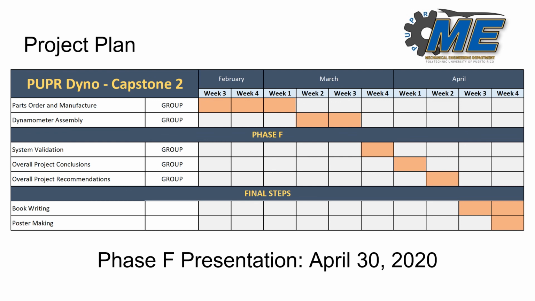For the project plan, we have the last 2 weeks of February and the first week of March for the parts ordering and manufacturing process. The second and third week of March, we will be doing the dynamometer assembly. And the last week of March, we will be completing the system validation. For the month of April, we'll be completing the overall project conclusions, the overall project recommendations, the book writing, and the poster making. These will be the final steps for completing our Phase F presentations on April 30th, 2020.